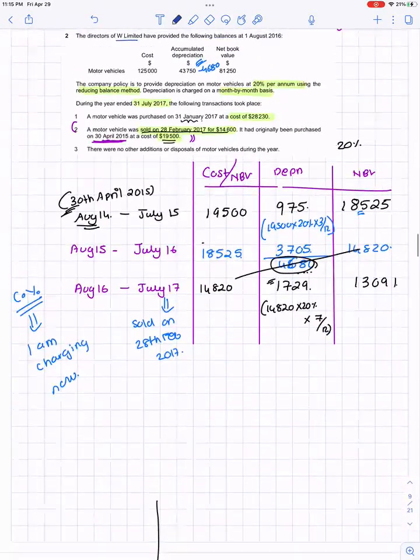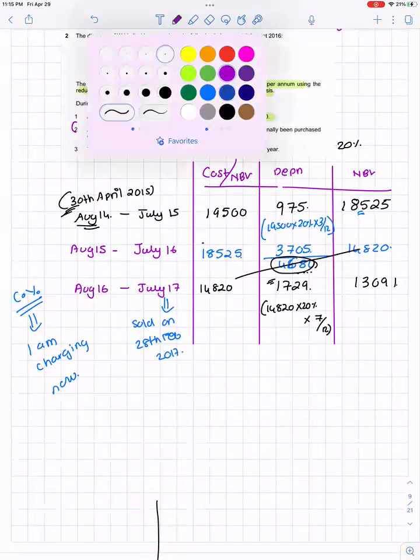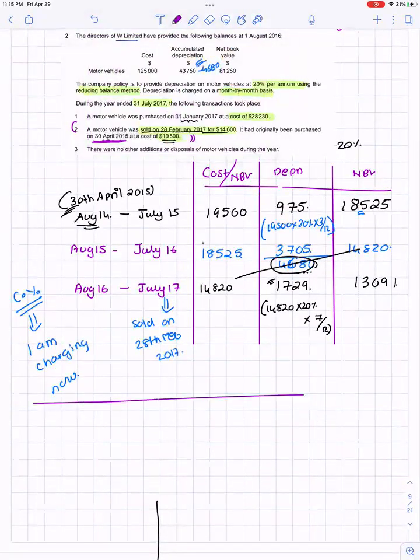Now, again, I'm teaching. Whenever you have to chart depreciation, reducing balance method, on a month by month basis, how do you calculate? Three things. What are the three things?